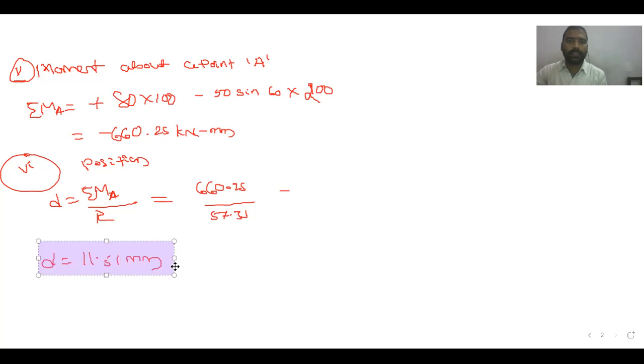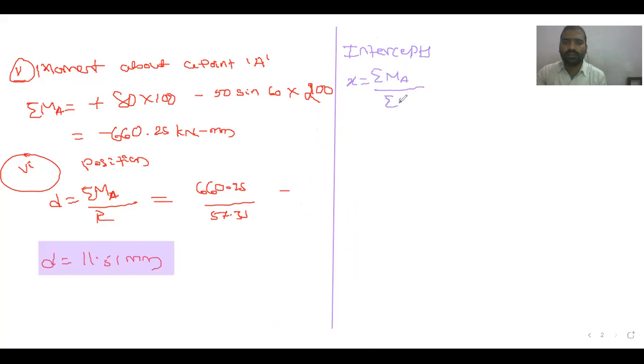Okay. Next, what you have to find out? You have to find out the value of intercepts. So first, you have to go for intercept. So first intercept is x. X is equal to summation of M about a given point A divided by sigma Fy. So M about A is how much? It is 660.25 divided by, what is the summation of Fy?